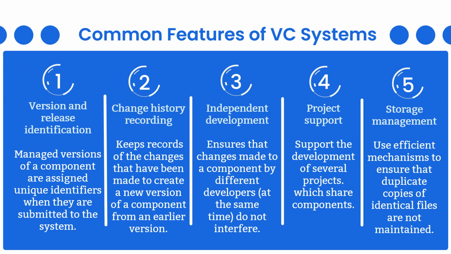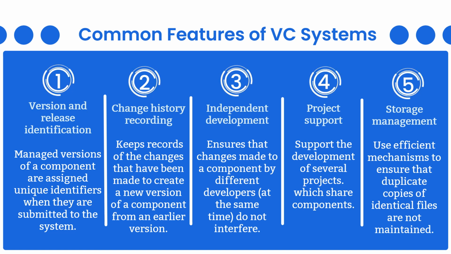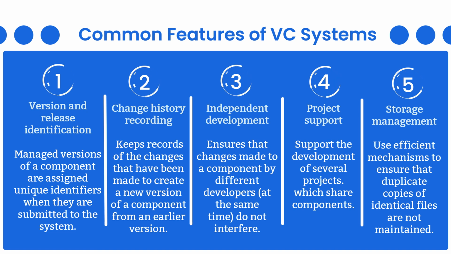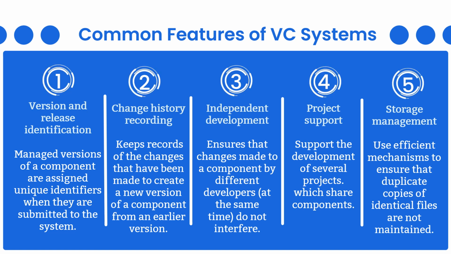There are 5 common features of version control systems as follows. 1. Version and release identification. Managed versions of a component are assigned unique identifiers when they are submitted to the system, and these identifiers allow different versions of the same component to be managed without changing the component name. 2. Change history recording. The VC system keeps records of the changes that have been made to create a new version of a component from an earlier version.